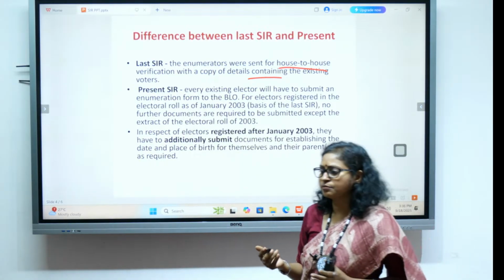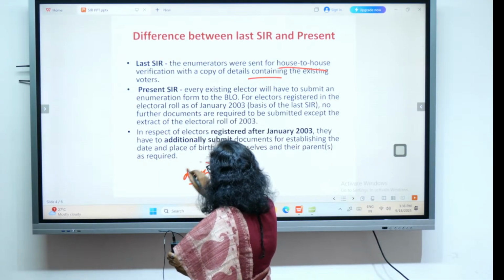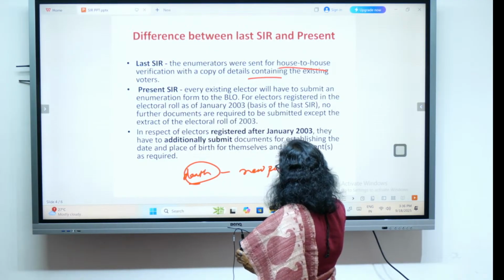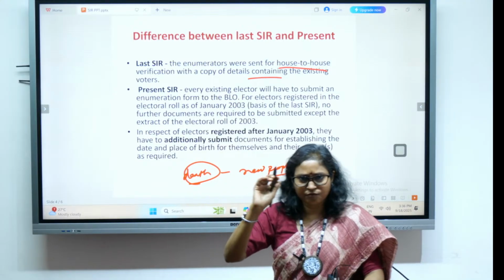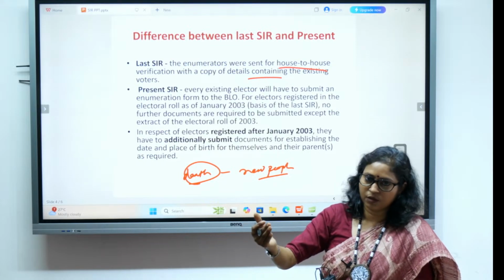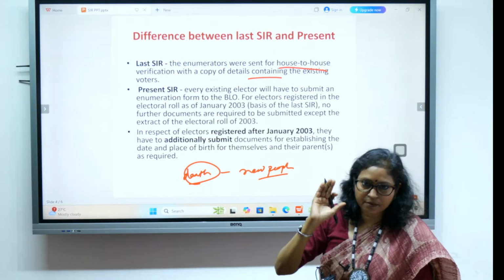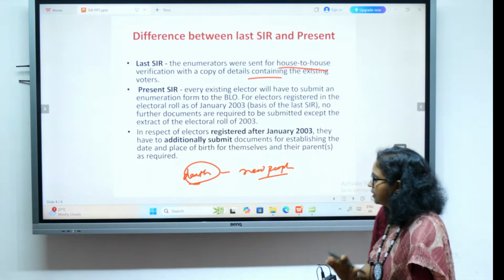If they were not there, particularly because of death, and if there are new people who have attained the age of 18 and are eligible to become voters, their name will be inducted, right? Their name will be added in the electoral roll, and those who have died, their name will be deleted, or those who have become ineligible for vote, those names will be deleted. So that is the simple exercise.